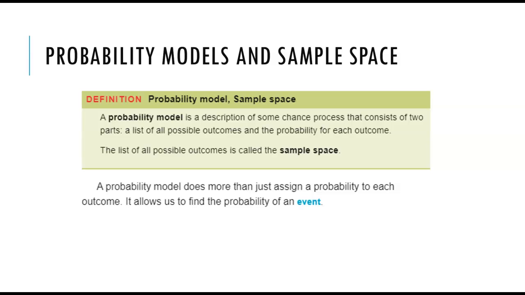If we have this probability model that has my list of all possible outcomes and the probability for each outcome, it allows us to find the probability of what we call an event. Please pause the video and make sure you've written these definitions down in your notes.